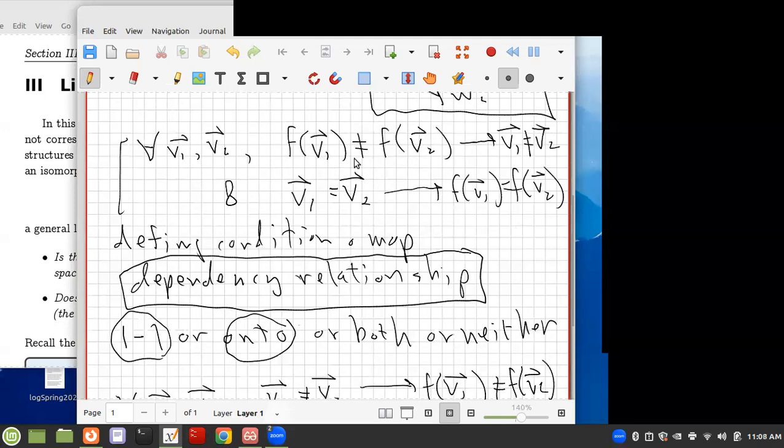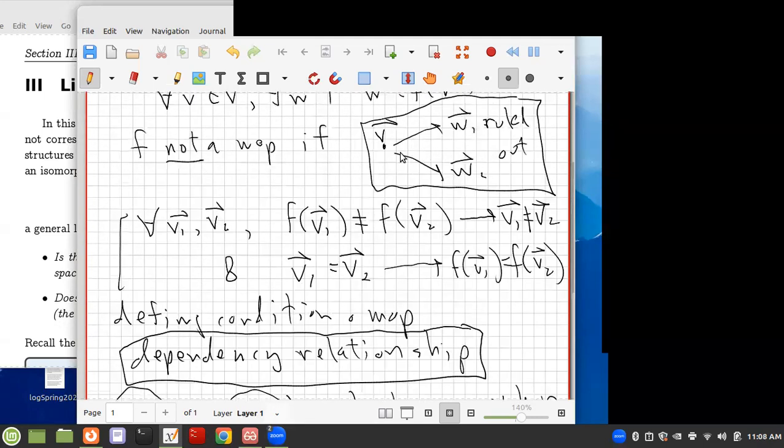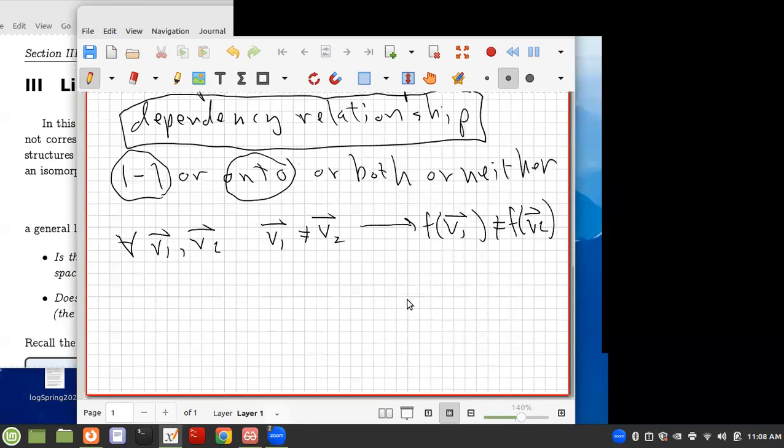this one says, okay, if the two images of v1 and v2 are different, the vectors have to be different, right? You're ruling out this. But this is sort of the reverse. What you're ruling out is if v1 is not equal to v2, that they go to the same w.